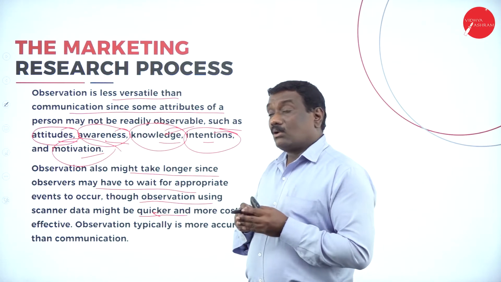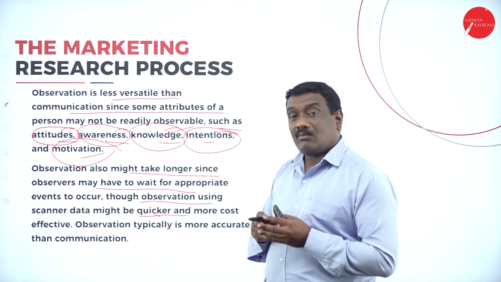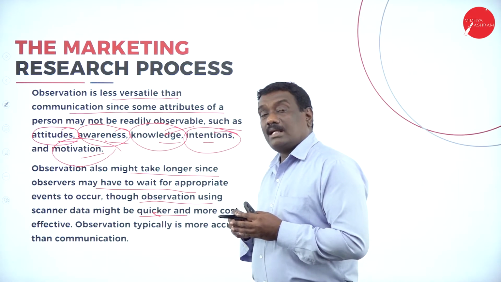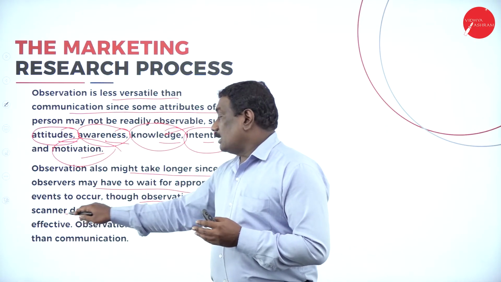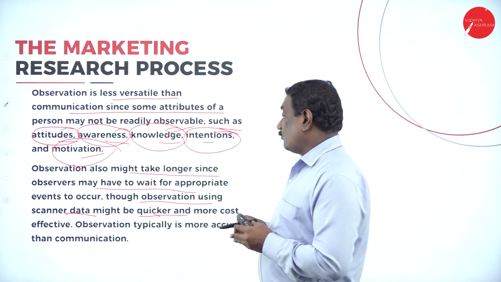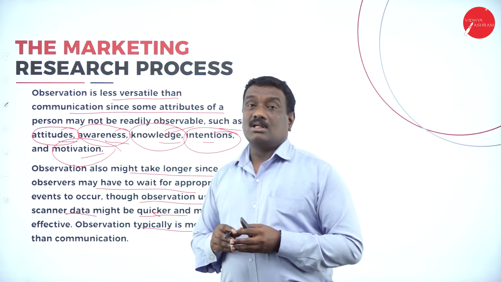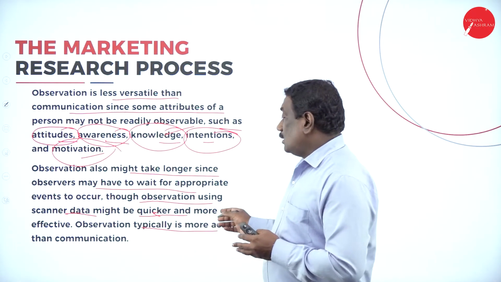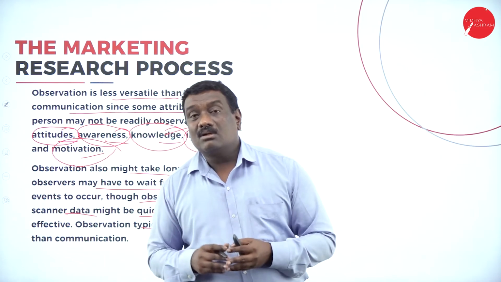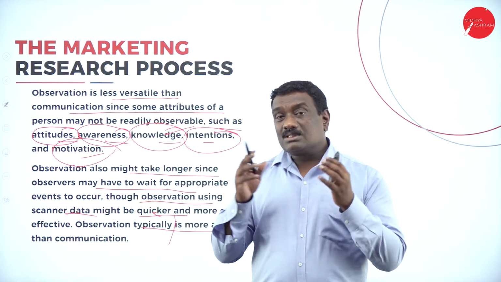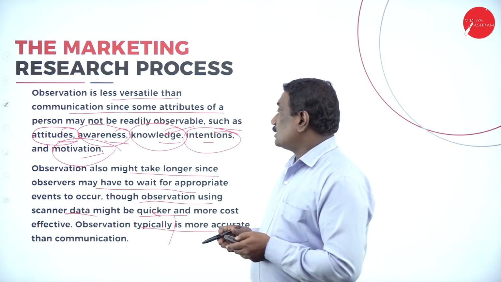event to occur, and it is also more expensive. If you want a very quick response or data or information, then you need to use the scanner data, which will be more helpful to be quick. And also observation typically is more accurate than communication, because there you can usually find out how the person is behaving, what his attitudes, awareness, knowledge, intention and motivation are.